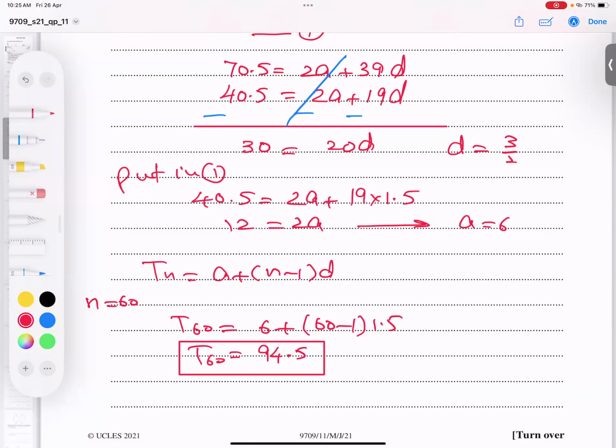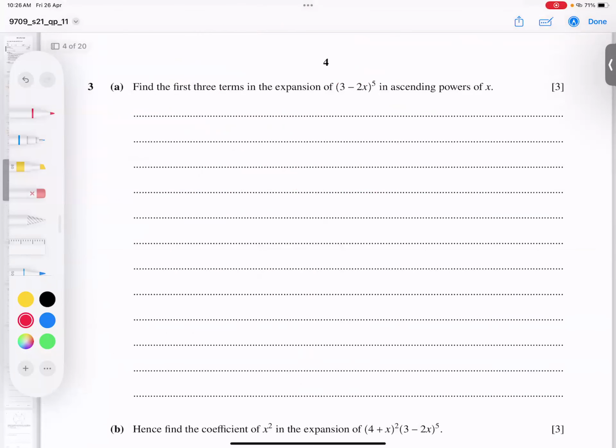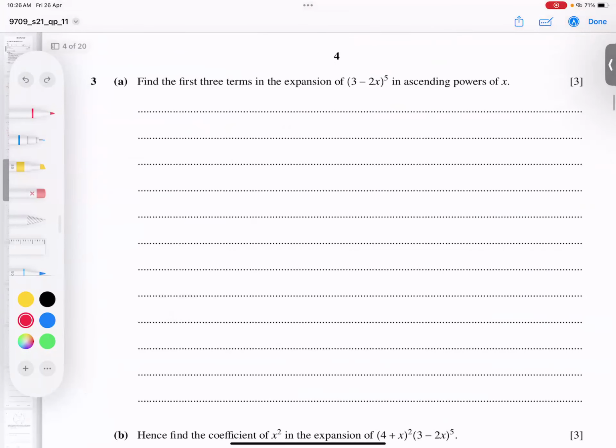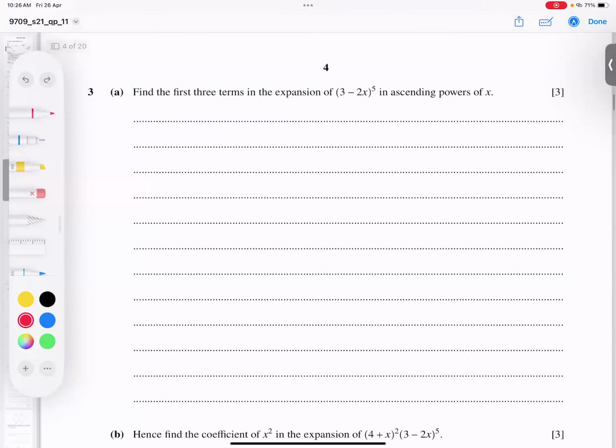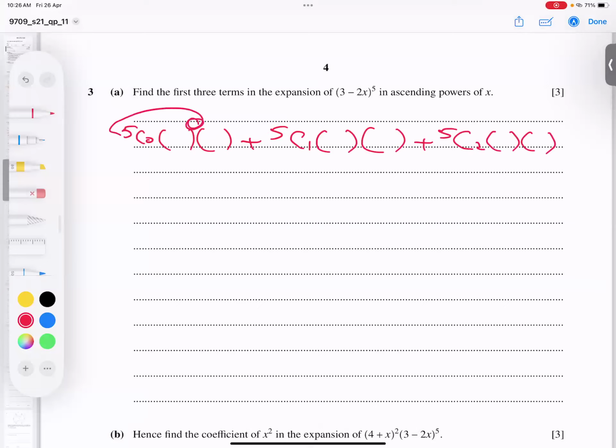When you talk about the next part, students, question number 3. We need the first 3 terms. How can we do the first 3 terms? 5C0 with 2 brackets, 5C1 again with 2 brackets, and 5C2 again with 2 brackets. The power of the first bracket is the difference, 5 minus 0, and this 0 goes directly here. Then 5 minus 1 and 1 here, and 5 minus 2 and 2 there.